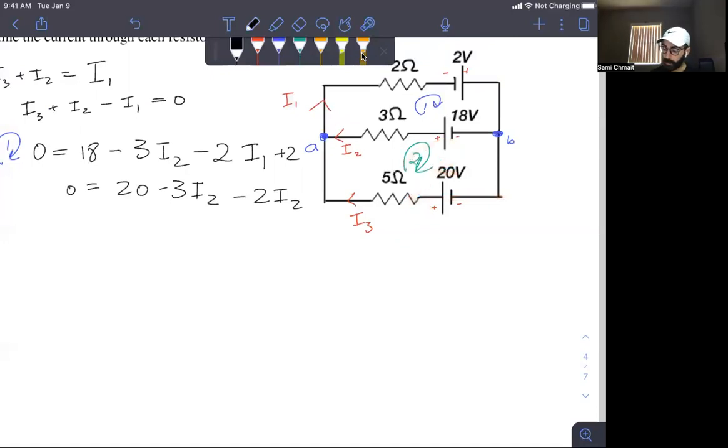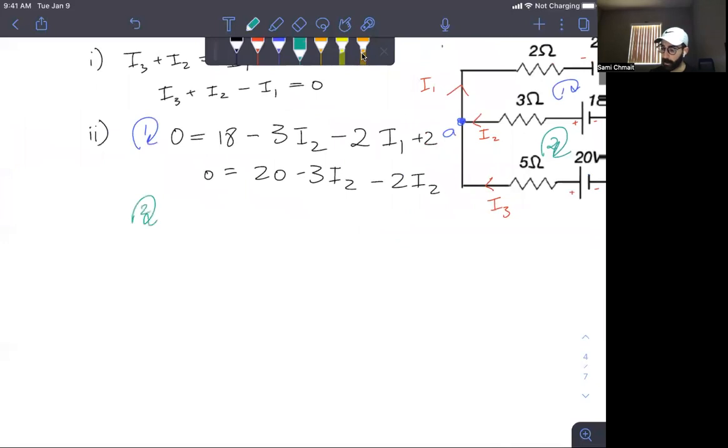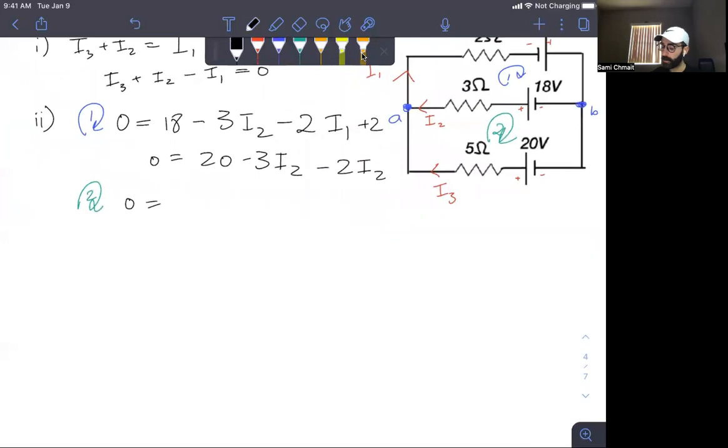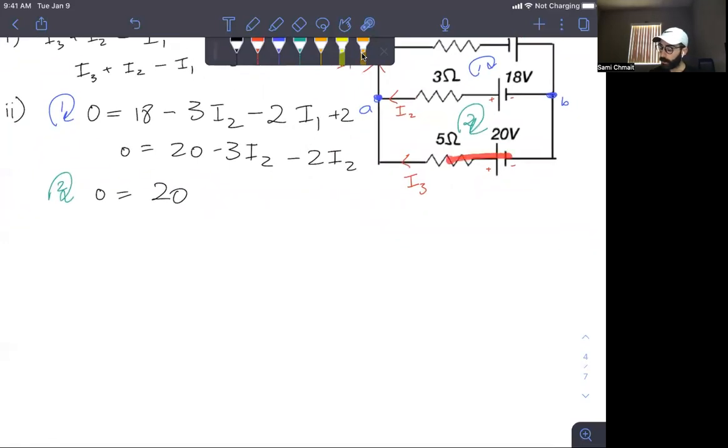So we can say 0. Our loop and current go in the same direction. So 20. We continue along to the resistor we hit here. Again, our current is pointing this way. Our loop's pointing in the same direction. We say -5, and then we say I3.